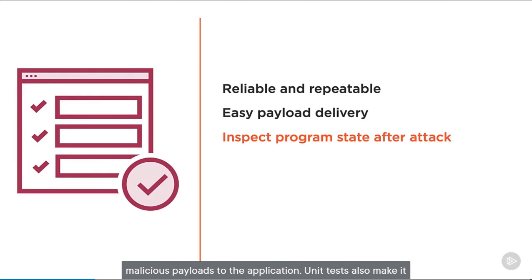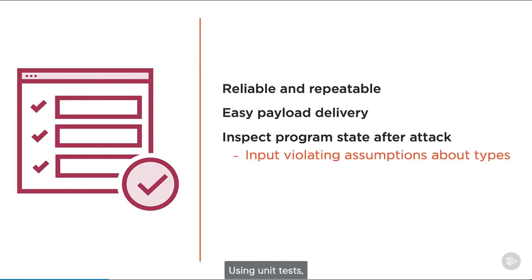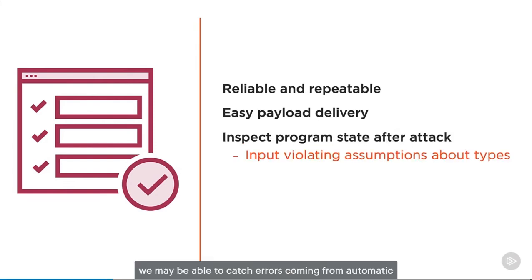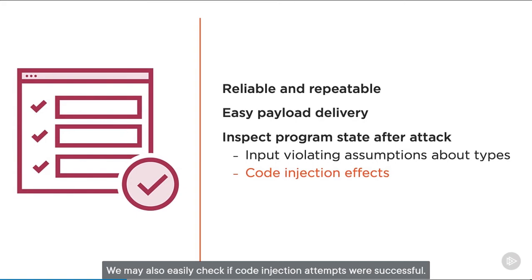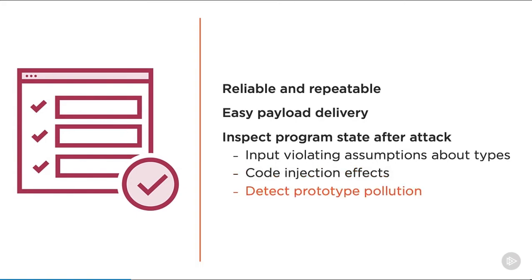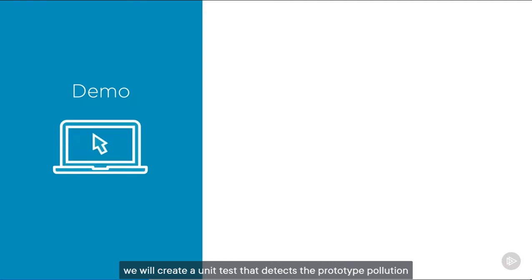Unit tests also make it easier to inspect the state of the program after a malicious payload has been processed. Using unit tests, we may be able to catch errors coming from automatic conversions and loose comparisons. We may also easily check if code injection attempts were successful. We can also inspect inherited properties of objects under test to detect prototype pollution. In this demo, we will create a unit test that detects the prototype pollution vulnerability in the merge utility function.